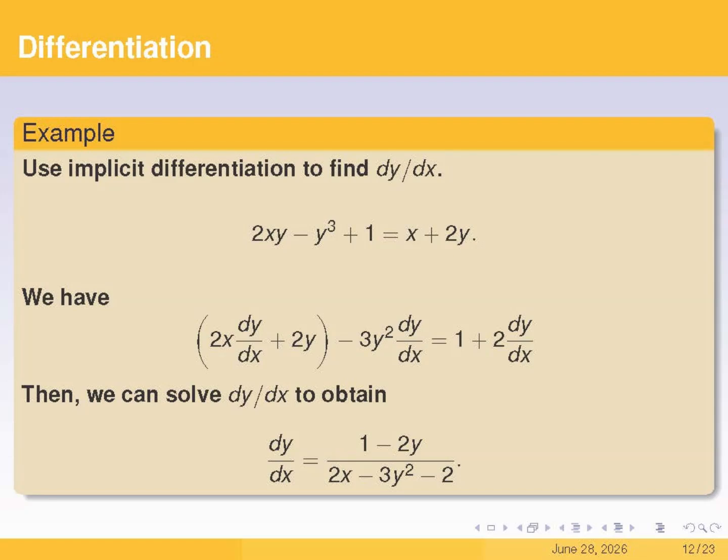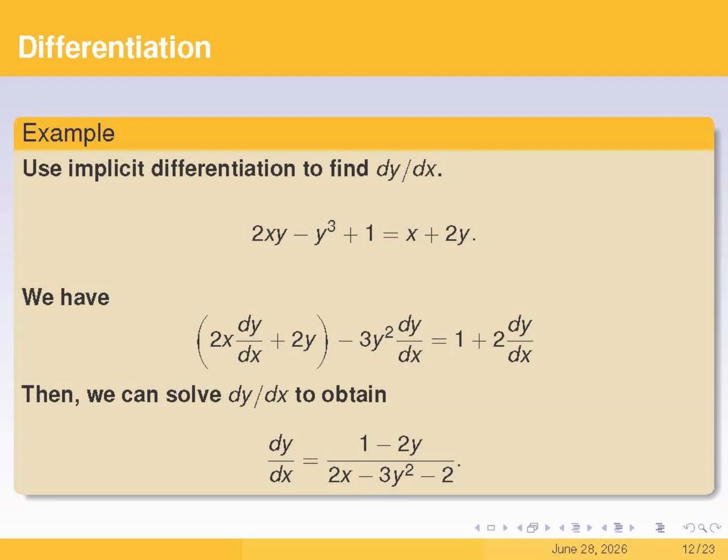The mnemonic rule for the product rule is first differentiate one term and then add the derivative of the other term. So, if we first differentiate y, we get dy dx times 2x. Then, adding the derivative of 2x, we get 2 times y.